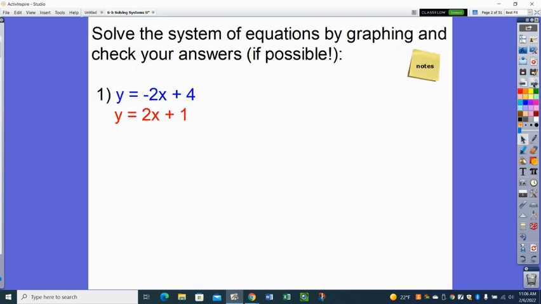You're going to remember that in the last video and in class, we practiced how to solve a system of equations by graphing and how to check our answers if possible. So I have one up here and I'm just going to remind you of that process and maybe show you why we might need a new method.